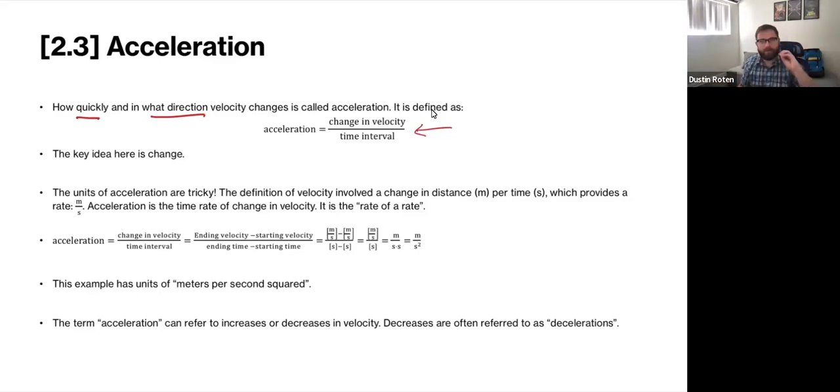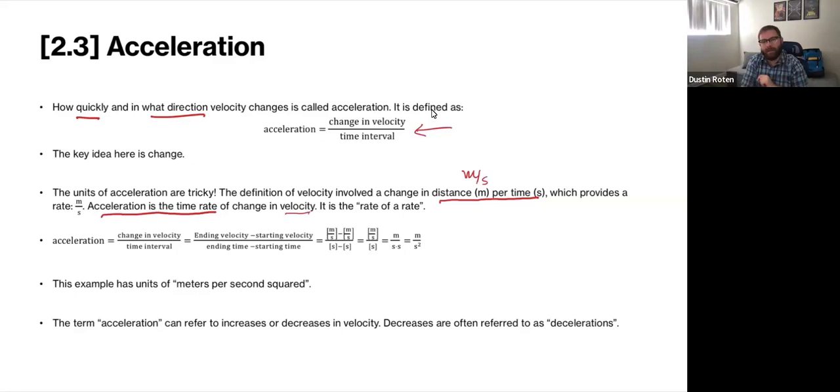Okay, so the definition of velocity involved a change in a distance per time. Okay, so this is a velocity, meters per second, that provides us a rate. Now we have to think about acceleration carefully. Acceleration is the time rate of change in velocity, okay? So acceleration is a change in rate, but it's the change of a change of rate. It's the rate of a rate. I know it's very Inception-y.